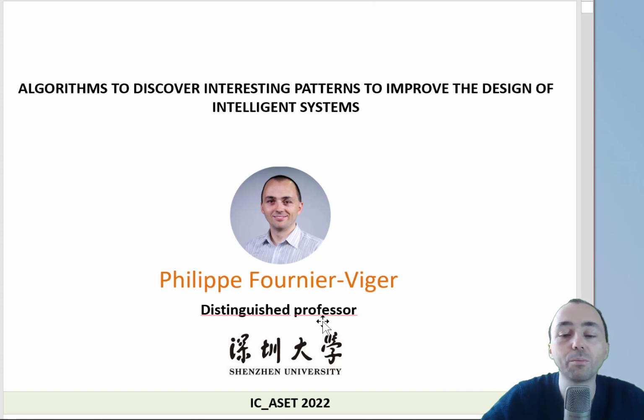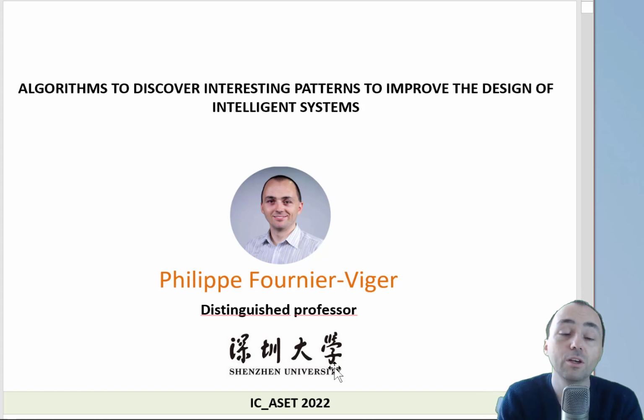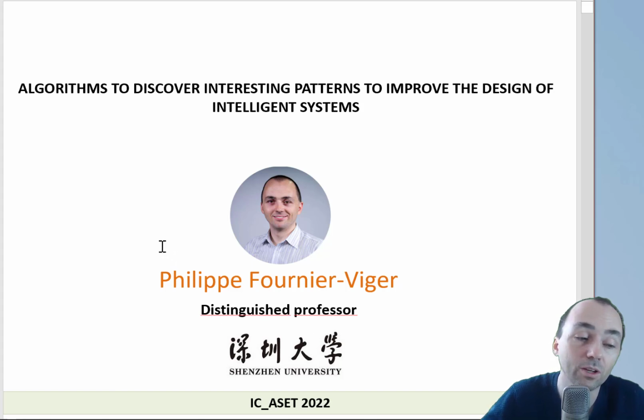I'm a professor from Shenzhen University in China, and today I will talk to you about algorithms to discover interesting patterns to improve the design of intelligent systems. So I will talk about data mining. How can we analyze data to find patterns that are interesting, will tell us something about our data, and this data can be from intelligent systems or others?